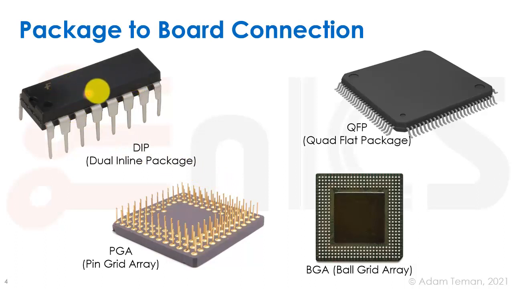This DIP package, the dual inline package. So we have these pins that go down. They have to go through a hole in the board and be soldered on the other side. And there are very few of them because they're only on two sides. They're dual inline. They're inline and there's two sides. So we have very few bonds actually over here.